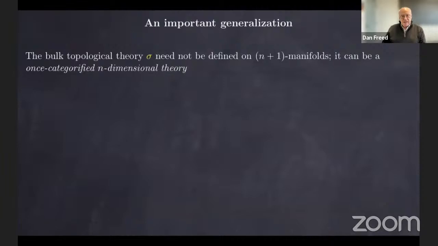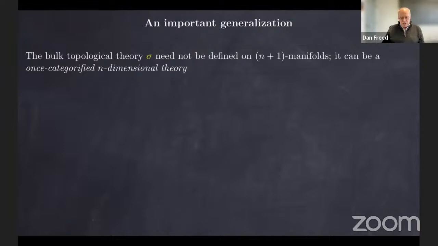Okay, now let me address again the question about sigma being fully extended. I said it's fully local in the sense we can go down, but we're talking about symmetries of an n-dimensional theory. And from that point of view, there's no reason that sigma has to be defined on n plus one manifolds. So it's perfectly good if sigma is a theory that doesn't go all the way to the top. So it's again an n-dimensional theory, but what it assigns to an n manifold is not a number, but rather a vector space, typically.